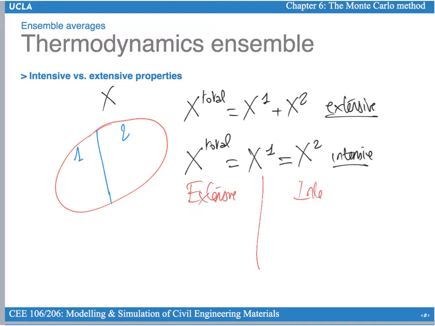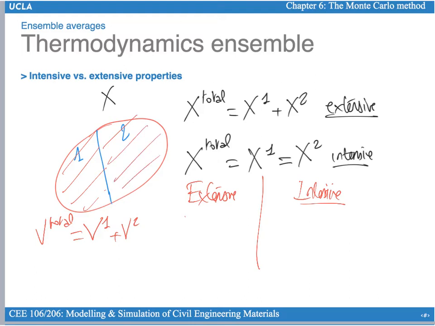For example, if you take the volume of a given system, you can write indeed that the total volume of systems 1 and 2 is equal to the volume of system 1 plus the volume of system 2. The volume is, in that sense, an extensive property. If you can divide your system into different subsystems, then the volume of the total system will be the sum of the individual volumes of each of the subsystems. So it's definitely an extensive property.